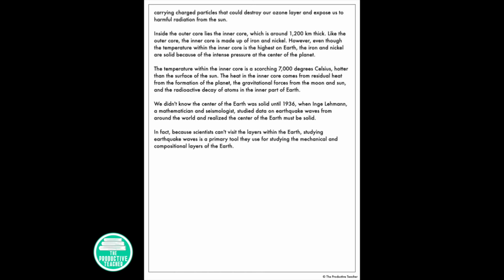The heat in the inner core comes from the residual heat from the formation of the planet, the gravitational forces from the moon and sun, and the radioactive decay of atoms in the inner part of the Earth. We didn't know the center of the Earth was solid until 1936, when Inge Lehmann, a mathematician and seismologist, studied data on the earthquake waves from around the world and realized the center of the Earth must be solid. In fact, because scientists can't visit the layers within the Earth, studying earthquake waves is a primary tool they use for studying the mechanical and compositional layers of the Earth.